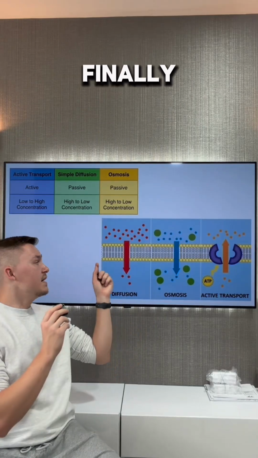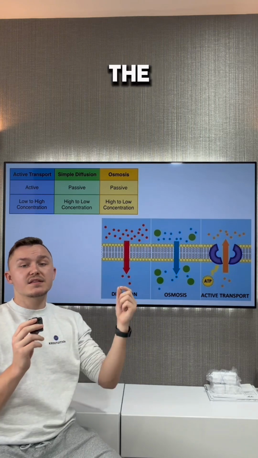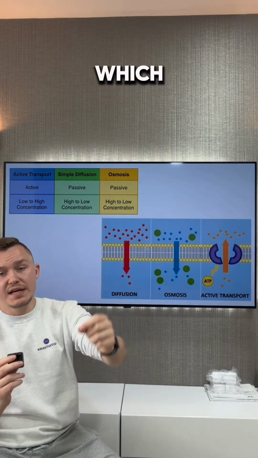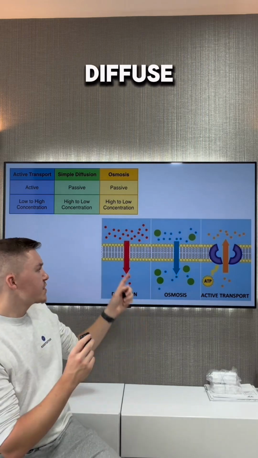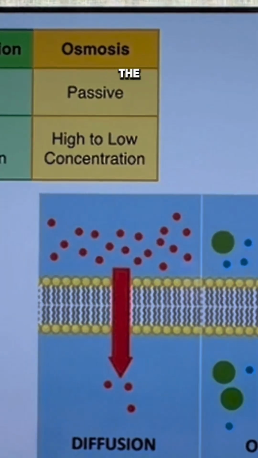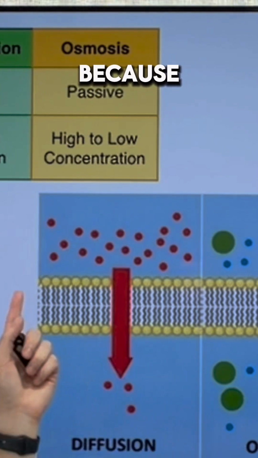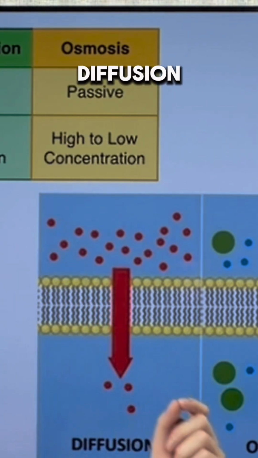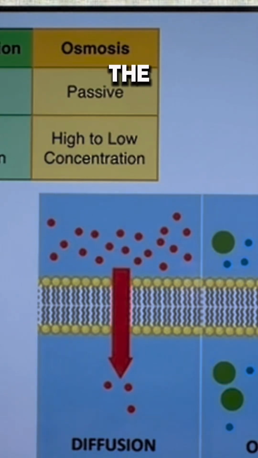And finally, surface area, and we're talking about the surface area across which the particles have to diffuse. So the greater the surface area, the greater the rate of diffusion, because there's a greater area over which diffusion can occur, therefore the rate is higher.